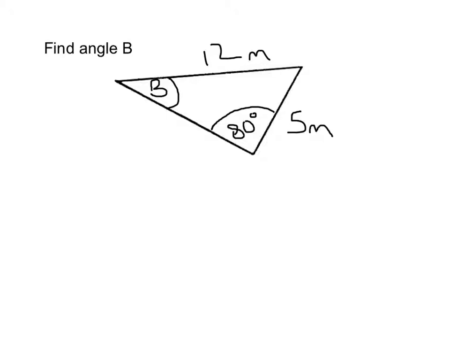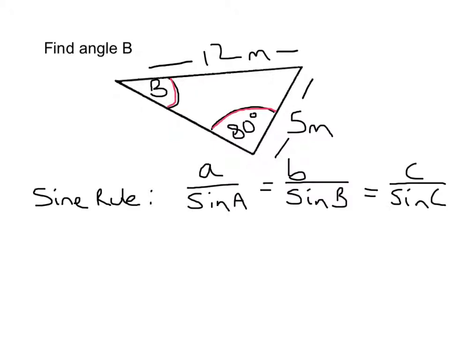So our first question: we have a triangle where one side is 12 meters, one side is 5 meters. We're given an angle of 80 degrees and we have to find out what angle B is here. Now we need to first of all find out whether we're going to use the sine rule or the cosine rule. And to answer this question, we're going to start off by writing down the sine rule.